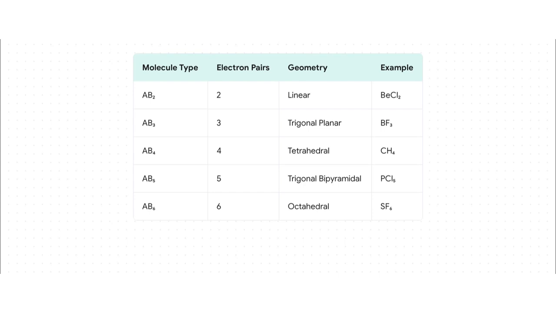First, let's take the ideal case where the central atom has no lone pairs, only bond pairs. Look at this table. If there are two electron pairs, the geometry will be linear, like in BeCl2. 3 pairs, trigonal planar, like BF3. 4 gives you tetrahedral, like CH4. 5 is trigonal bipyramidal, and 6 is octahedral. These are the perfect ideal geometries.